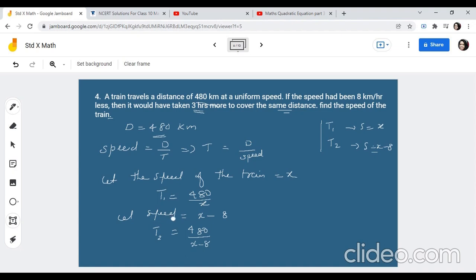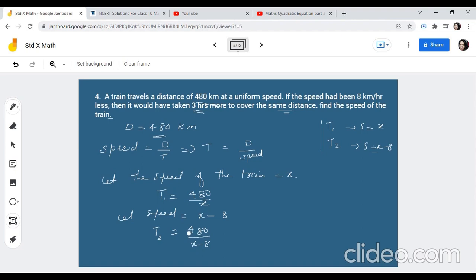So when the speed is x, the time taken will be 480 by x, because distance by speed. Now let us assume that speed is lesser, that is x minus 8. And what will be the time taken? 480 divided by x minus 8, distance by speed. So we have two times. This is the time taken in the first case, and this is the time taken in the second case.